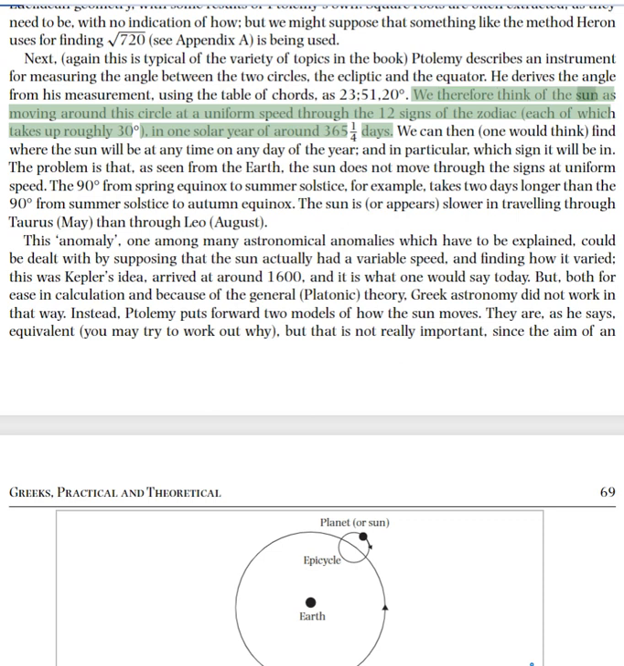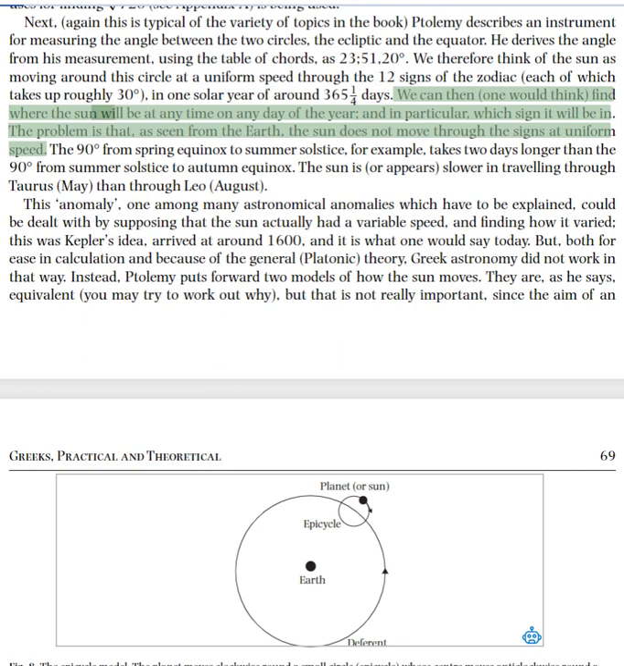We therefore think of the Sun as moving around this circle at a uniform speed through the 12 signs of the zodiac, in one solar year of around 365 days. We can then find where the Sun will be at any time on any day of the year, and in particular, which sign it will be in.